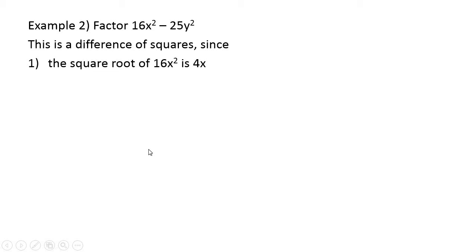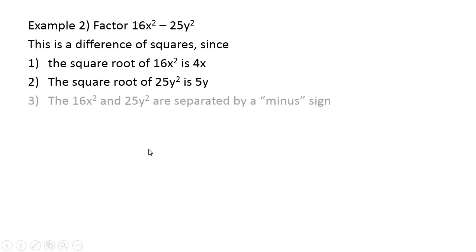Example 2, factor 16x squared minus 25y squared. So our numbers are getting a little more complicated, but you'll still notice, hopefully, that these are both perfect squares here. The square root of 16x squared is, look at the number first, the square root of 16 is 4, the square root of x squared is x, so the square root of this term is 4x. The square root of 25y squared, similarly, is 5y. And they are both separated by a minus sign. So this is a difference of squares.